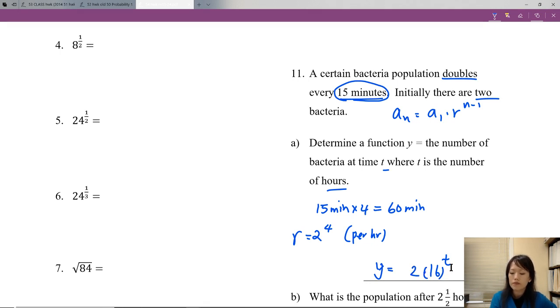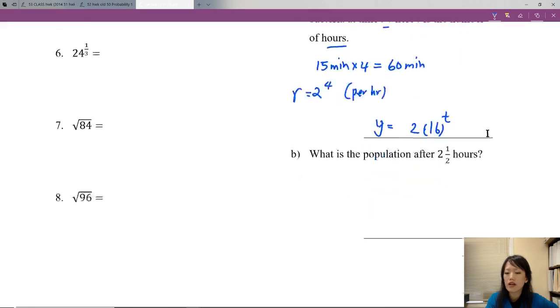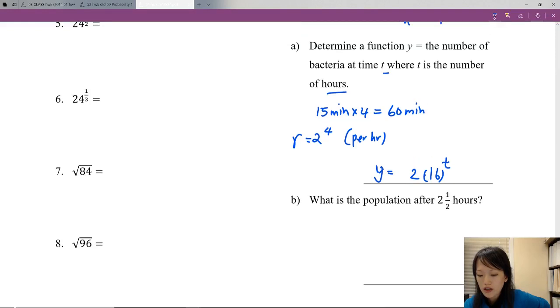I'm pretty sure I missed this problem on the test. And then what's the next one? If you sub in the first hour, after 1 hour, am I 16 times more? Yes, so it's going to be 32. And after the next hour, are you another 16 times? So this is correct in hours.